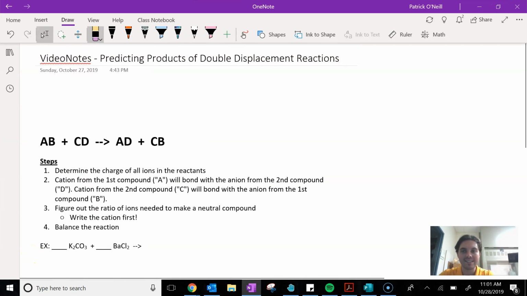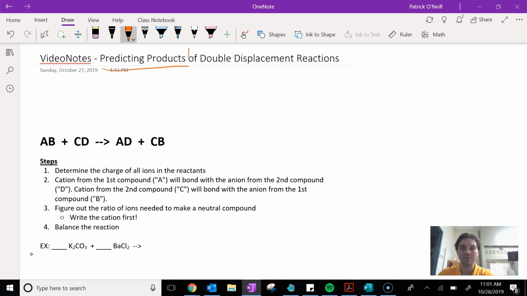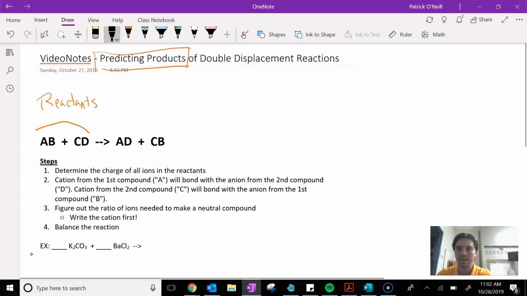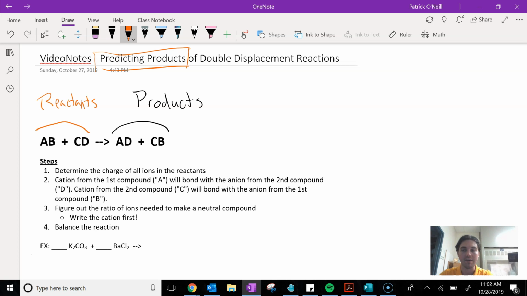Alright, so today on this video notes, what we're going to be going through is predicting the products of double displacement reactions. Okay, so the goal of this, similar to what we learned yesterday, is predicting the products. There's a method for this, and just as a review, these are the reactants, and then these are the products. We are predicting the products of a double displacement reaction.